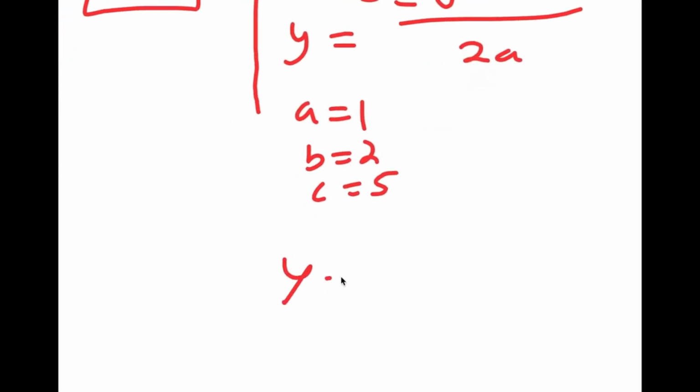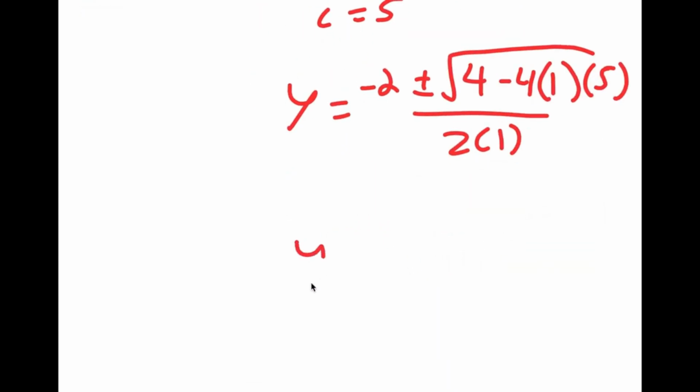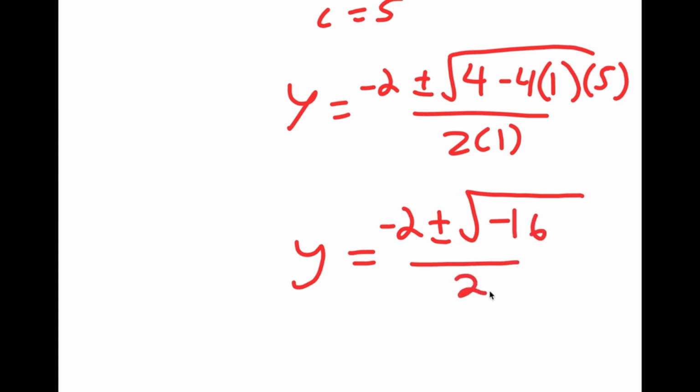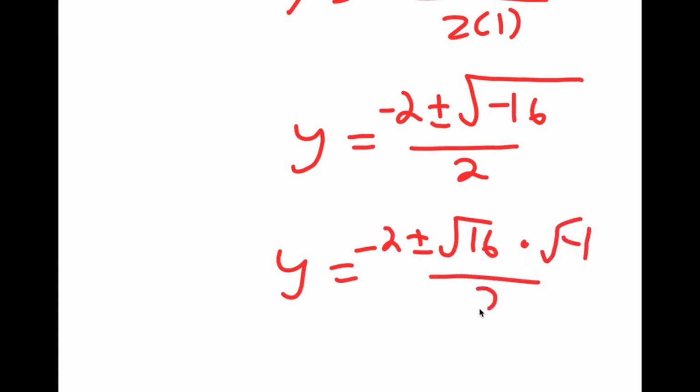So I get y is equal to negative 2 plus or minus the square root of b squared, so 2 squared, which is 4, minus 4 times a, which is 1, times c, which is 5, all over 2a. So 2 times 1. And this is equal to negative 2 plus or minus the square root of 4 minus 20, which is negative 16, over 2. And I can write this as negative 2 plus or minus the square root of 16 times the square root of negative 1 over 2.